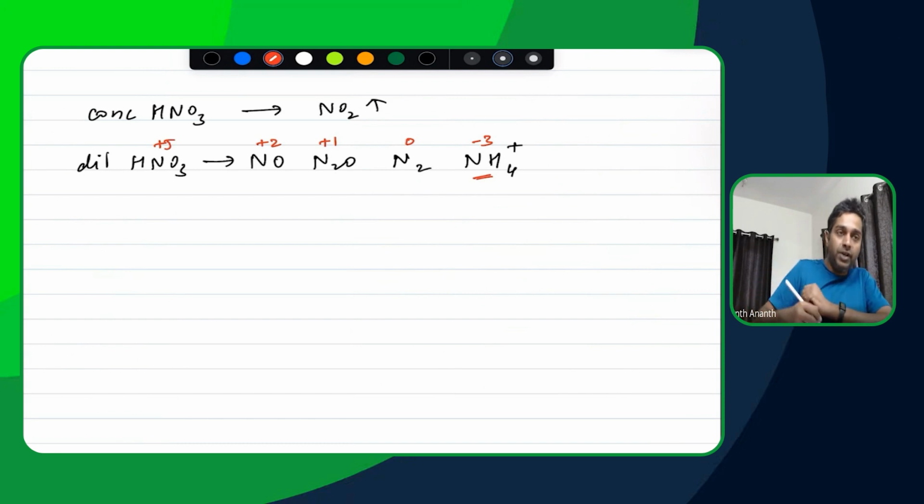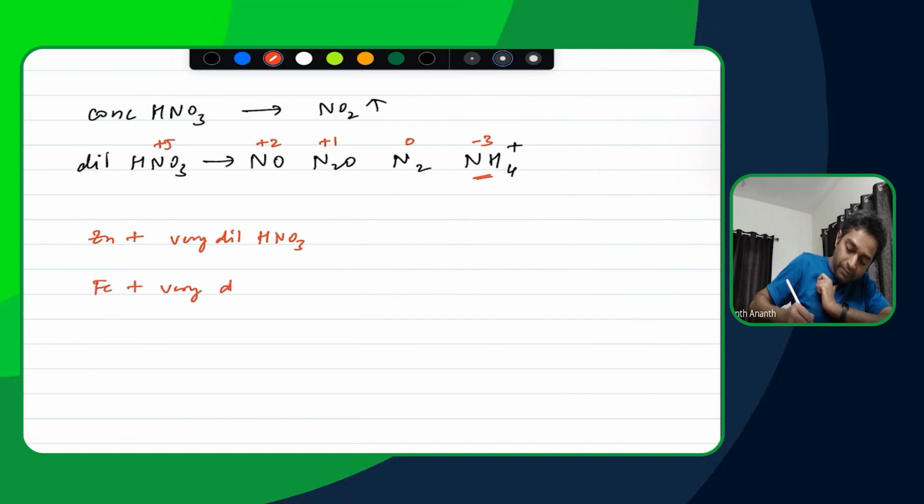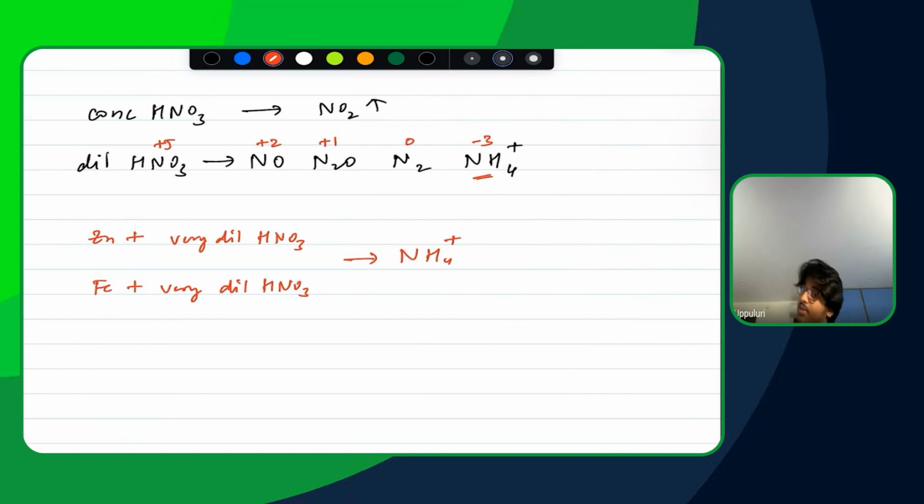So for instance, when will you get that NH4 plus? Zinc. If I'm hitting it with say very dilute nitric acid, or say iron, with very dilute nitric acid, in that case, there is a chance that I might end up getting NH4 plus. Ammonium nitrate.